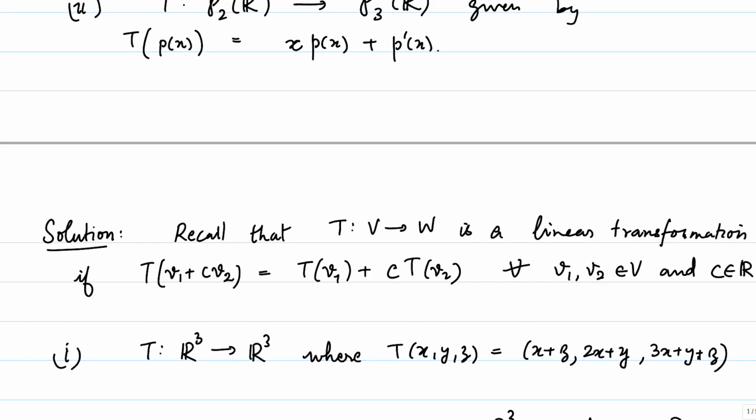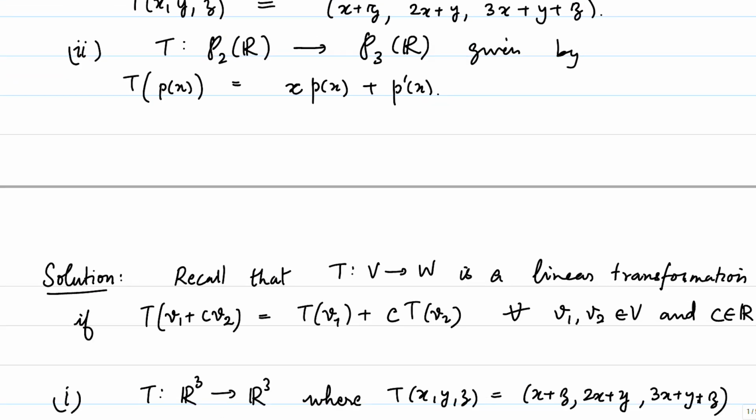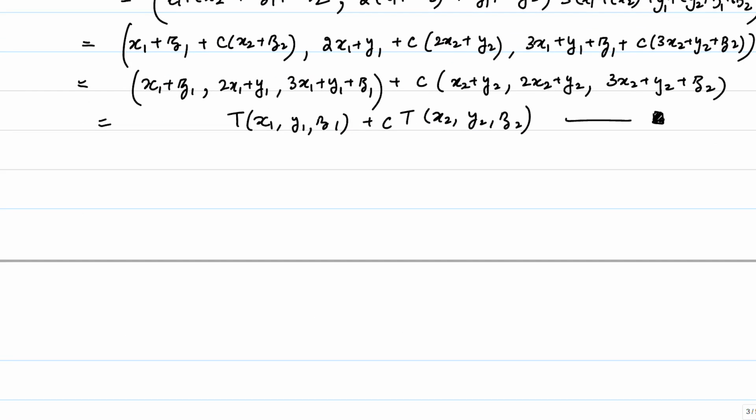Okay, so let's now look at the second problem. The second problem is telling us that T of p of x is x times p of x plus p prime of x, the derivative of p. That is the second term featuring here. And it is from P2 to P3, or rather P2 of x to P3 of x.